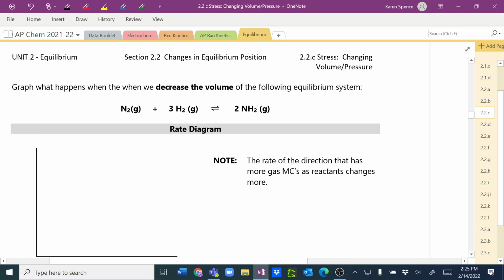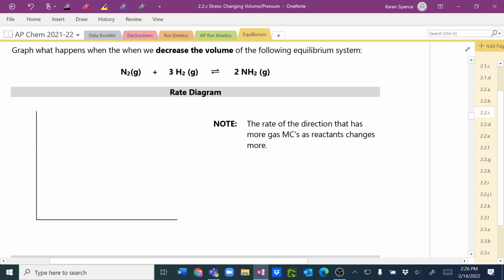So we're now going to graph what happens when we decrease the volume. Now, you are never on an AP exam going to be called upon to graph the concentrations because we're going to fudge them a lot. Okay, but you just need to kind of know what happens.